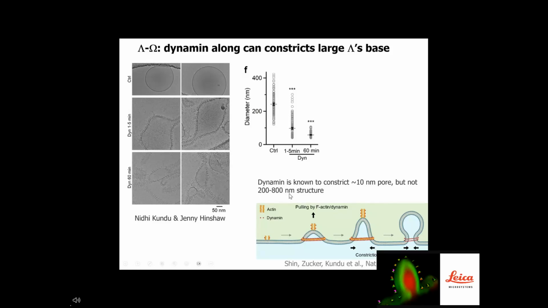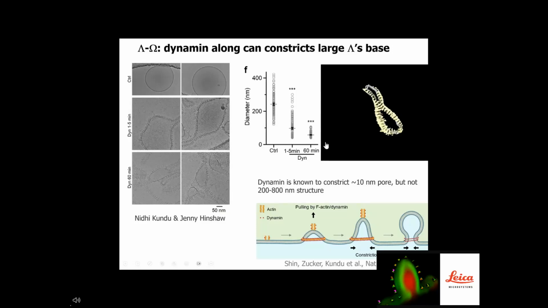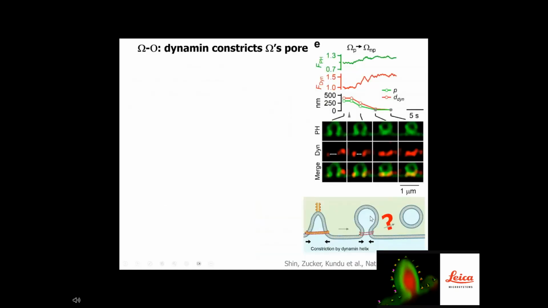So to show that dynamin can do so, we collaborated with Nidhi Kundu and Jenny Hinshaw. They showed that dynamin alone can constrict liposomes in vitro from hundreds of nanometers to tens of nanometers, shown here in these statistics. They also found that dynamin forms a helix to surround these large liposome-like structures. And so we propose that dynamin can then form a helix to constrict the lambda shape and therefore mediate the lambda to omega transformation.